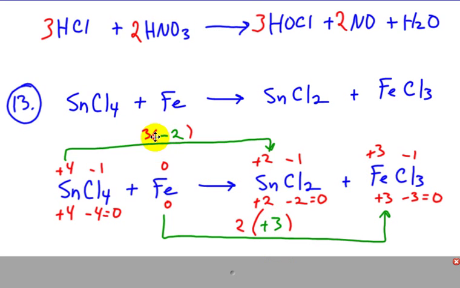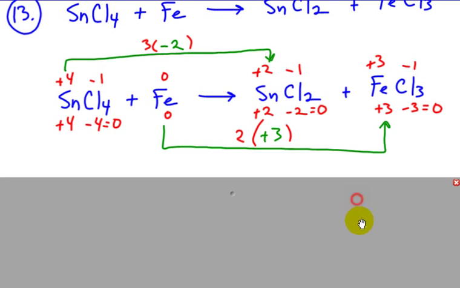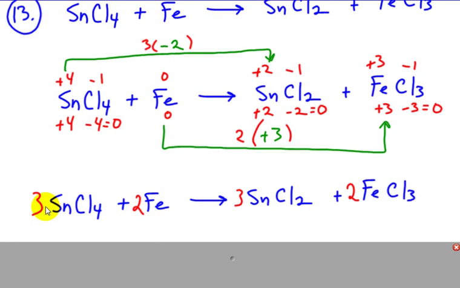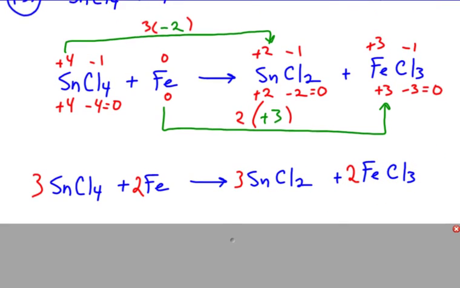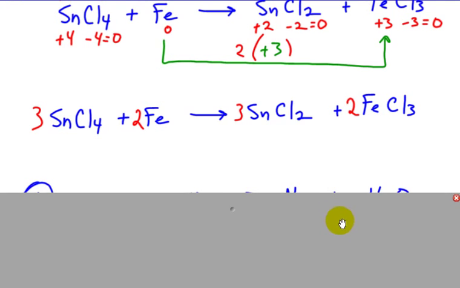And again, lowest common multiple is 6, so multiply by 3, multiply by 2. So I need to have 3 Sn's, 2 irons. So we'll just apply that technique. 3 Sn's, 2 irons, and I think everything else works out. If I look here, 3 times 4 is 12 chlorines, 3 times 2 is 6, 2 times 3 is 6, so 12 chlorines on the right as well.